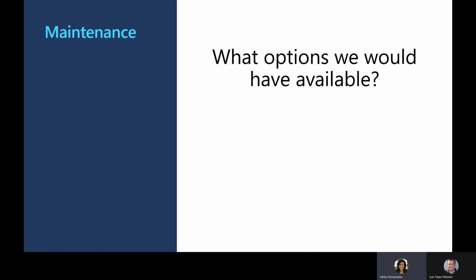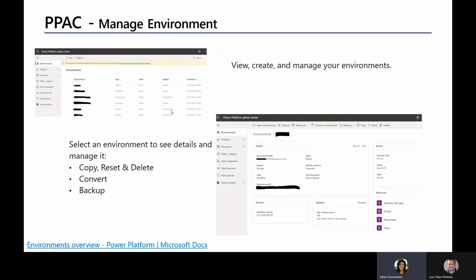And then we have the maintenance phase. What options will we have available in Dynamics 365? The Power Platform Admin Center provides a unified portal for administrators to manage environments and settings for Power Apps, Power Automate, and customer engagement apps like Field Service or Dynamics 365 Sales. You can view, create, as we saw before, and manage all the environments. You can easily select one environment to see details and manage it.